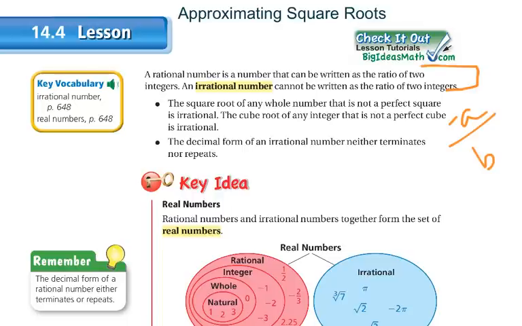The square root of any whole number that is not a perfect square is considered irrational. So now we're going to get into irrational numbers. The cubed root of any integer that is not a perfect cube is also considered irrational. The decimal form of an irrational number does not terminate and does not repeat. So when you have the square root of 3, if you type that in, you're going to get a decimal that doesn't repeat and does not end. And that then makes it irrational. So because it does not repeat and it does not end, technically it cannot be written as a fraction.